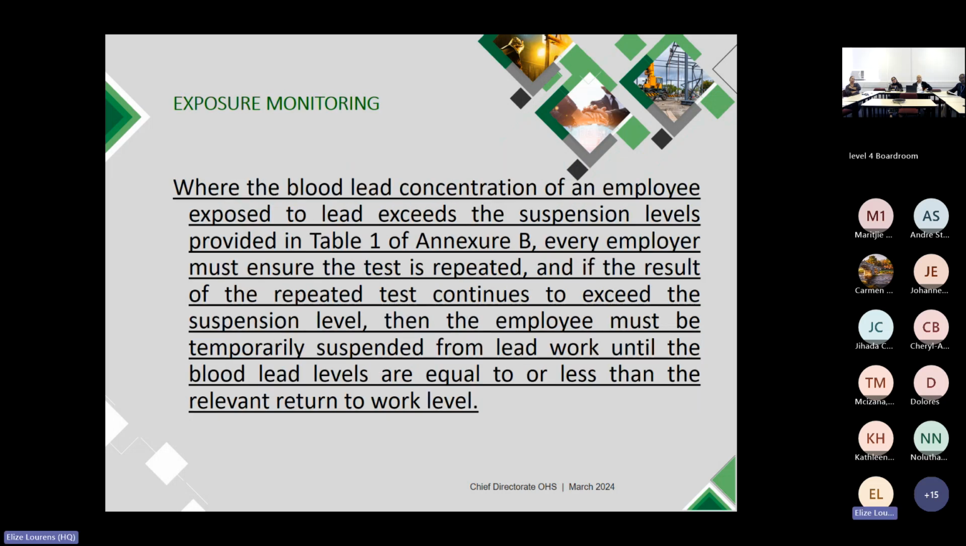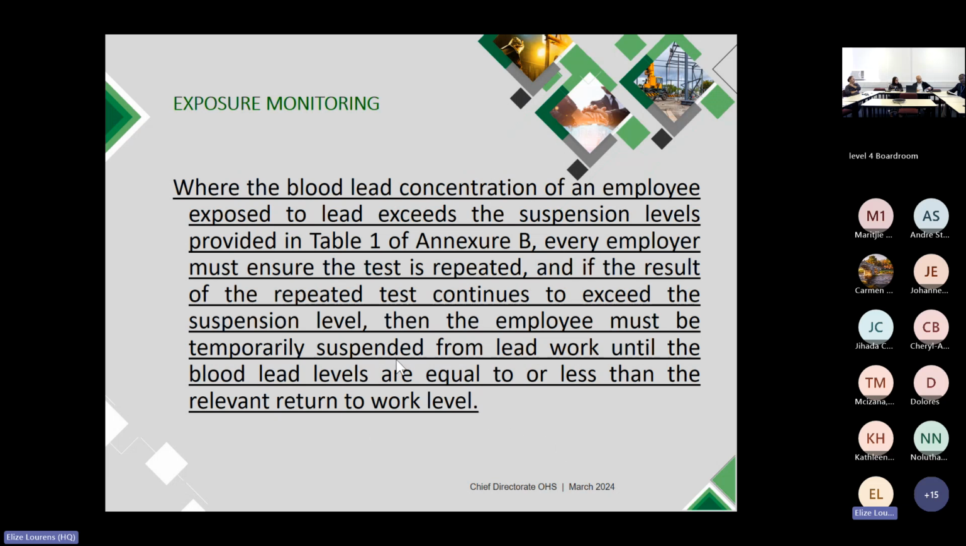Where blood lead concentrations of an employee exposed to lead exceed the suspension levels provided for in Annex B, every employer must ensure that tests are repeated, and if the results of the repeat test continue to exceed the suspension levels, then the employee must be temporarily suspended from lead work until the blood lead levels are equal to or less than the relevant return to work levels.